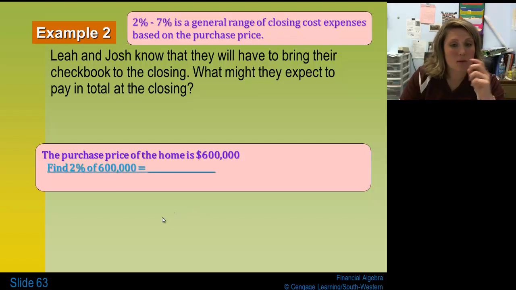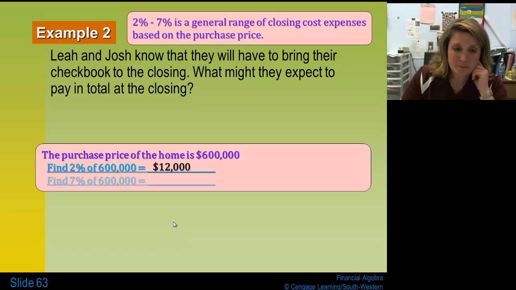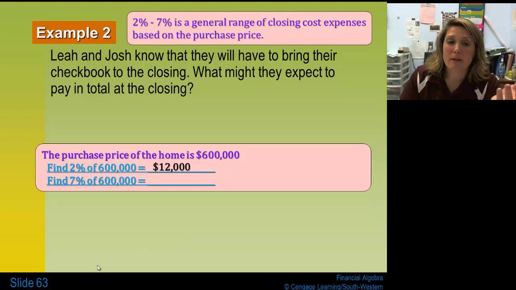So we're going to take $600,000 and multiply it by 2%, moving the decimal two places. So we have 0.02 times $600,000. 6 times 2 is 12, and we add on 3 zeros, so we end up with $12,000. Now we need to do the same thing for 7%. 6 times 7 is 42, add on 3 zeros, and we end up with $42,000.